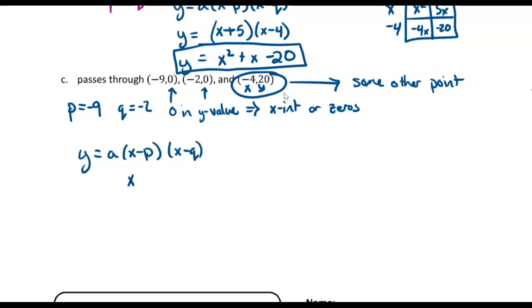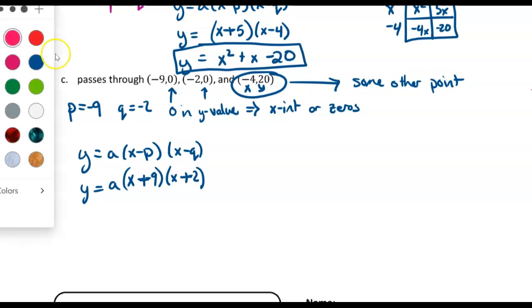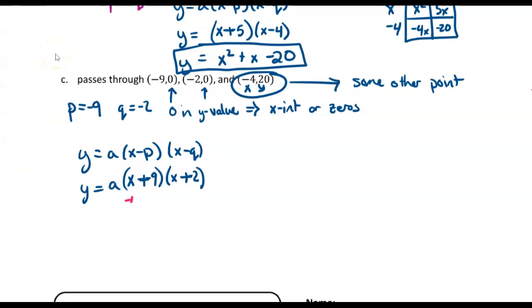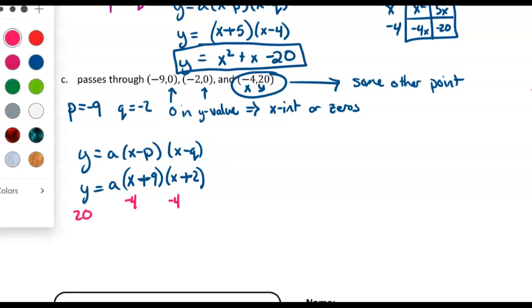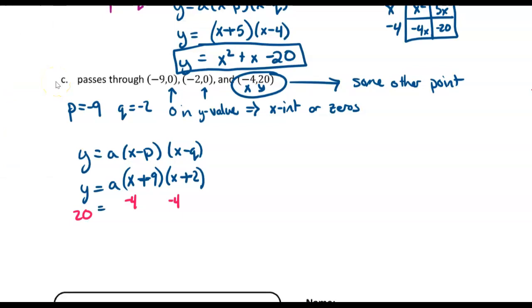So we know that p is -9, so it's x minus -9, which turns into x plus 9. Q is -2, so it's x minus -2, which turns into plus 2. Now, we don't know a, but on this one, because they give you another point, you can take that point and, instead of x, plug in -4, and instead of y, you can plug in 20. So I still don't know my a, but I know everything else.